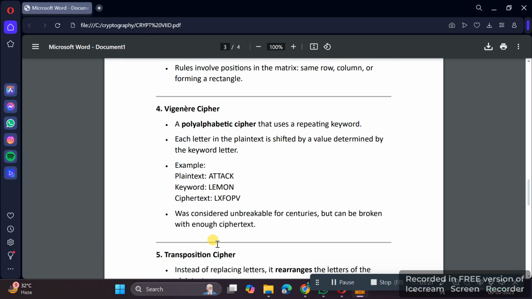It is a polyalphabetic cipher that uses a keyword to encrypt messages. How it works is that letters are shifted by positions determined by the keyword. The plain text is given as ATTACK, the keyword is LEMON, and the encrypted text is LXFOPV. The advantage is that it repeats patterns less, making frequency analysis harder. The weakness is that if the key is short or repeated, it can still be broken using methods like key examination.